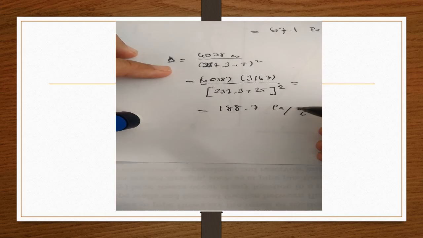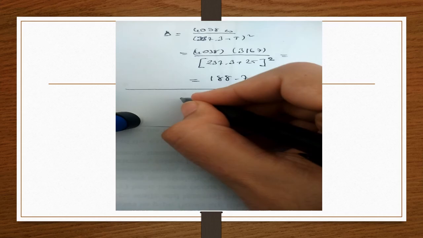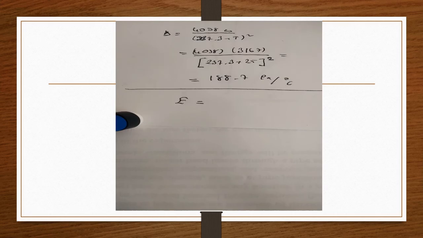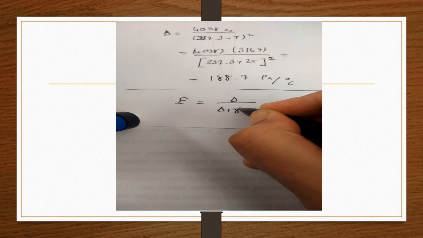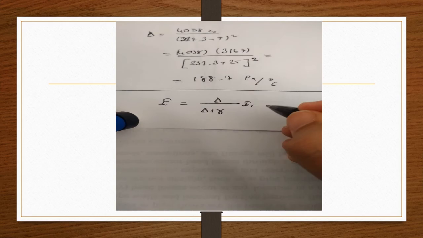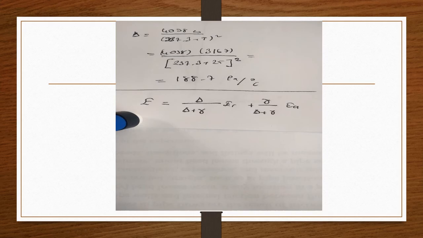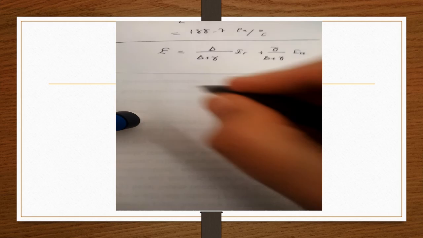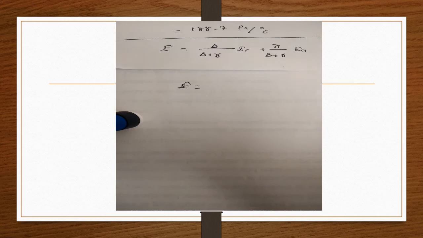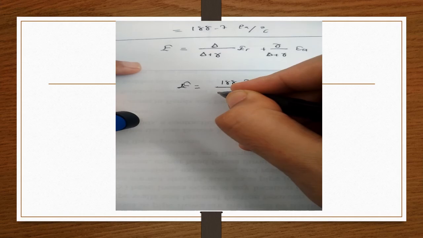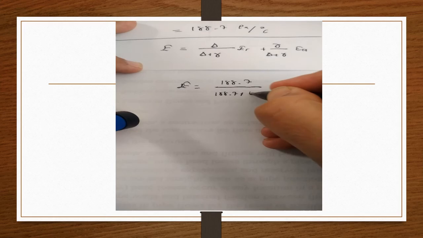Okay, let's combine all of this and go to our final equation. What was it? E is equal to delta over delta plus gamma times the energy balance evaporation rate, plus gamma over delta plus gamma times the aerodynamic evaporation rate. So E is equal to 188.7 over (188.7 plus 67.1), multiplied by ER.